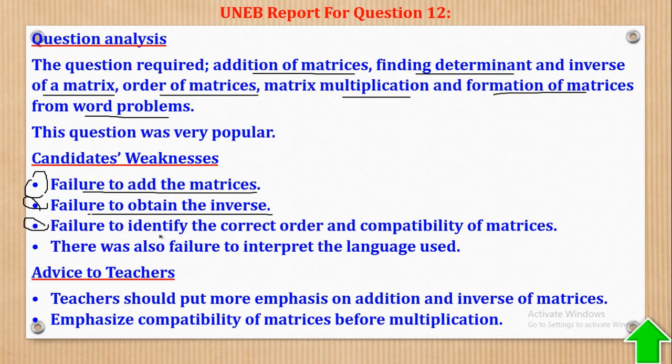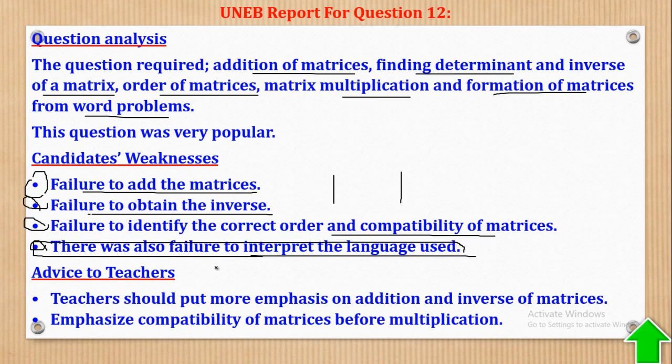Another one is failure to identify the correct order and compatibility of matrices. So remember, for you to multiply matrices, the number of columns in the first matrix must be equal to the number of rows in the second matrix. So if you interchange the two, everything will not be okay. So some students could not identify the compatibility. Then there was also failure to interpret the language used. So interpreting the language used into matrix form was also a problem to some.